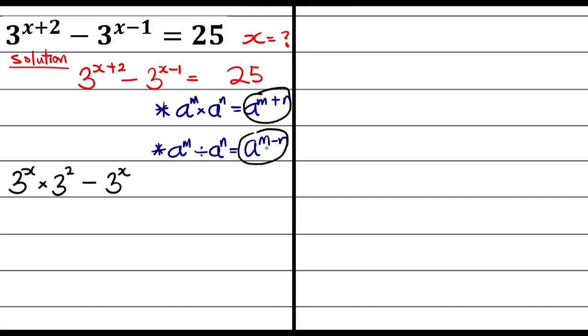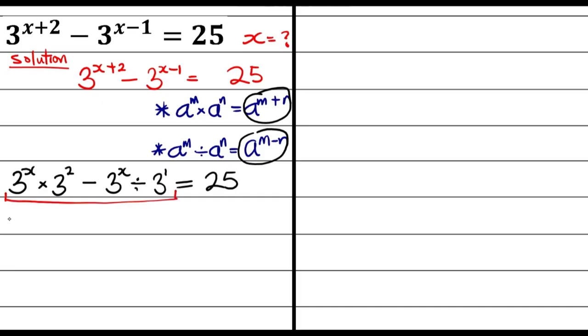The second rule says when we have division in between them, the power is going to be subtracted. We'll have subtraction in terms of the power, while the base stays the same. The same thing is what we're going to do here. So we have division by 3 raised to the power of 1, because we have minus at the power level here, and the equal sign and 25 are still there.